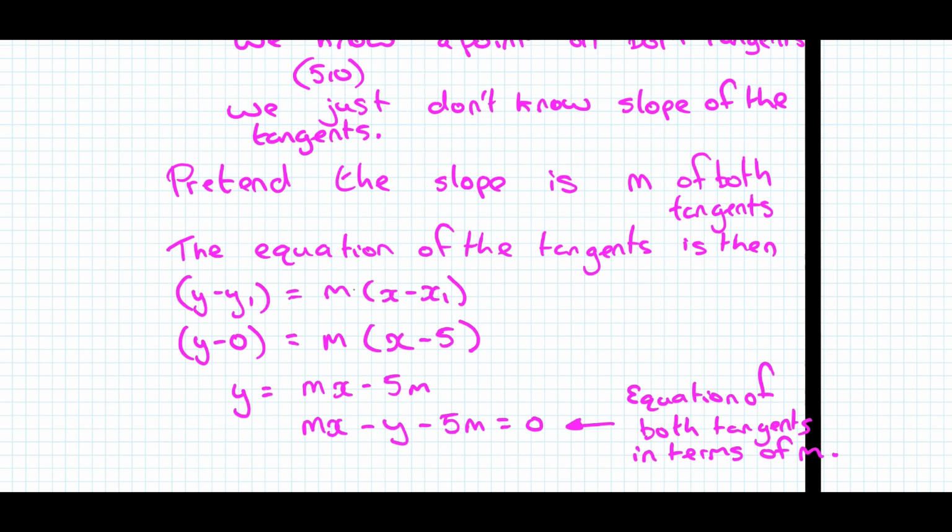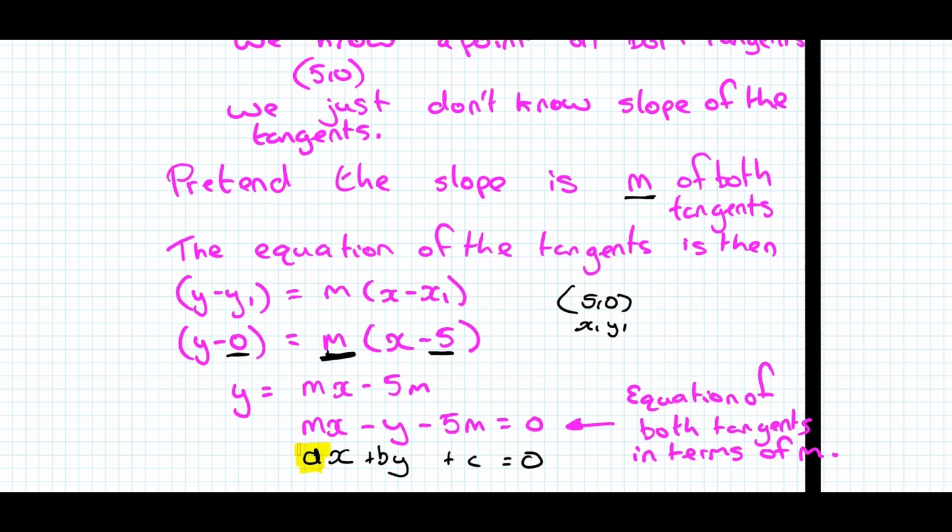this then. So I am subbing in my 0 and my 5. So (5, 0) is (x1, y1), but I'm pretending that the slope is m. And I'm multiplying it out. Okay, y minus 0 is y, m by x is mx, m by minus 5 is minus 5m, and I change it. So this is ax plus by plus c is equal to 0.